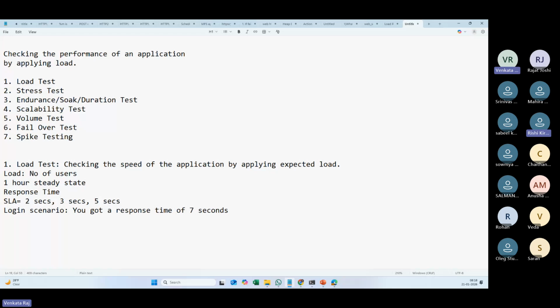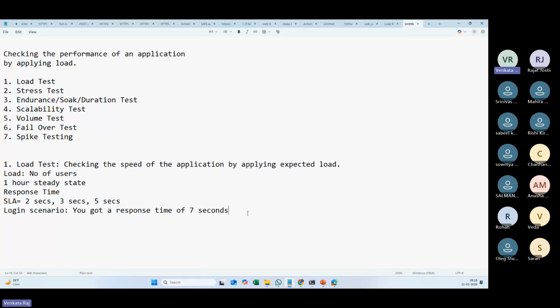No, not okay, right? Because the client has already set an SLA of 2 seconds, and you executed a load test for the login scenario and got a response time of 7 seconds. So 7 seconds is almost 5 seconds more than the SLA, which is not acceptable. So you will be working with the development team to tune the code or SQL queries or whatever it is, just to make sure the response times are within the SLA. As a performance tester, we need to work with the dev team to get it fixed.